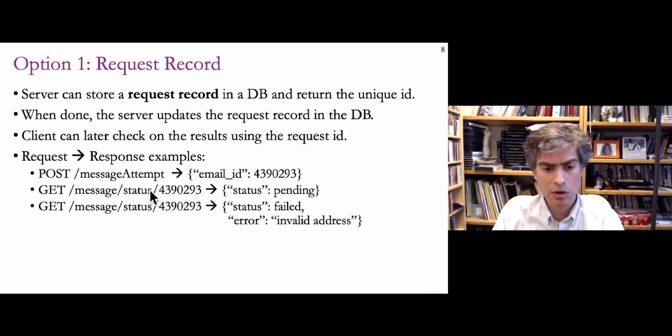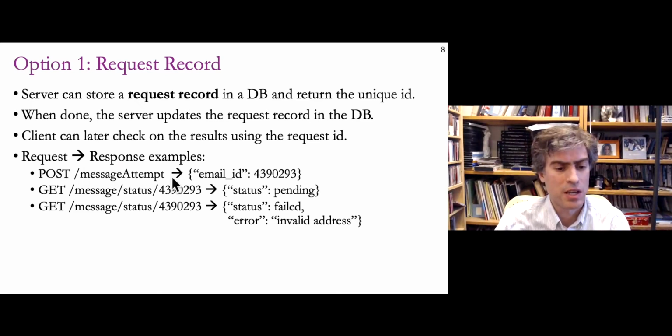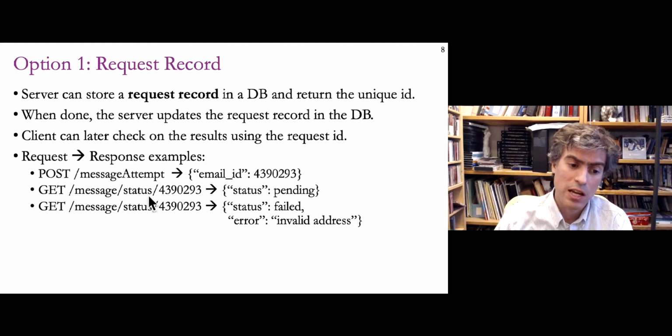So I'm showing three requests that might be involved in that asynchronous interaction with the request record. I'm showing here first the request and then the response. The first one is that you post a message attempt. This is just the API I'm inventing for this. The response you get back is an email ID. This doesn't tell you whether it succeeded or failed, but this is the request record. So it's saying, I'm accepting this message generation request and I'm giving you an ID that you can use later. Later on, the client can send another request to check the status of that message using the same ID that was passed back.